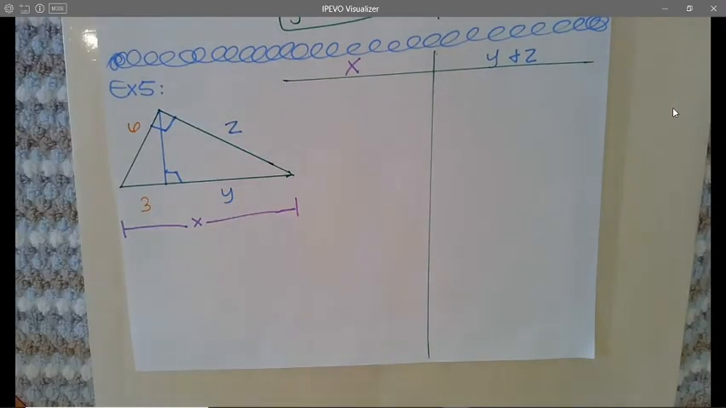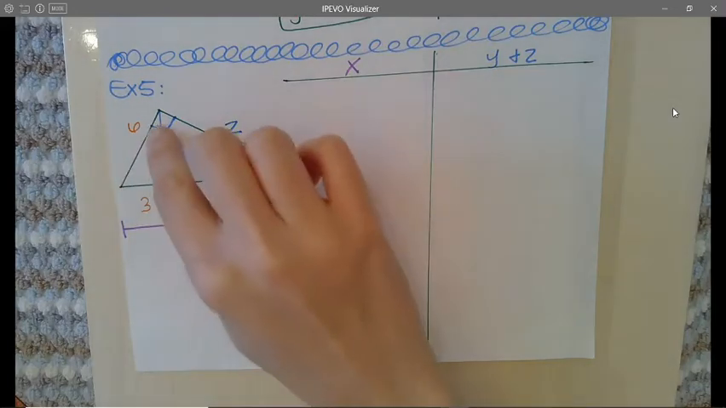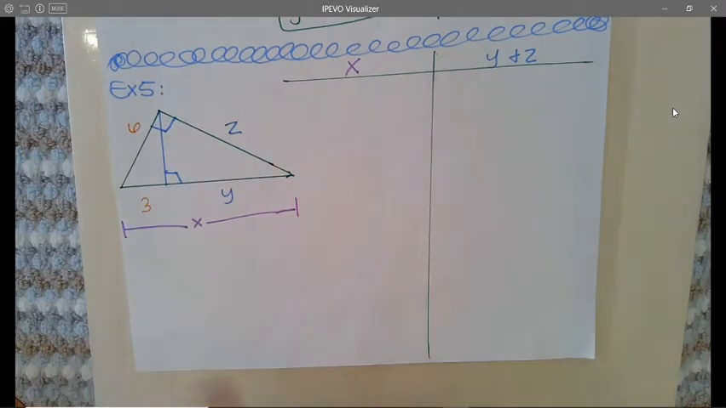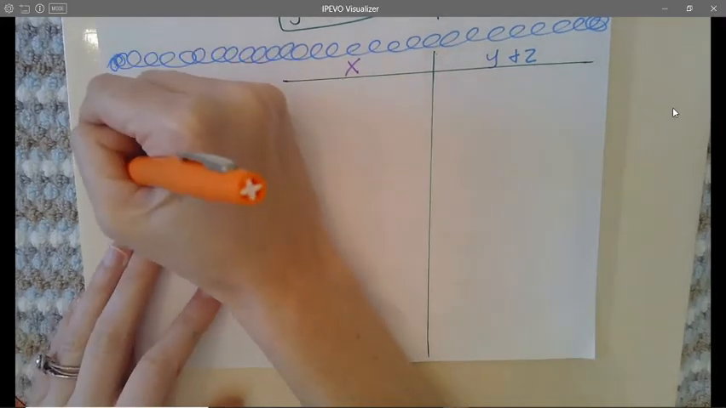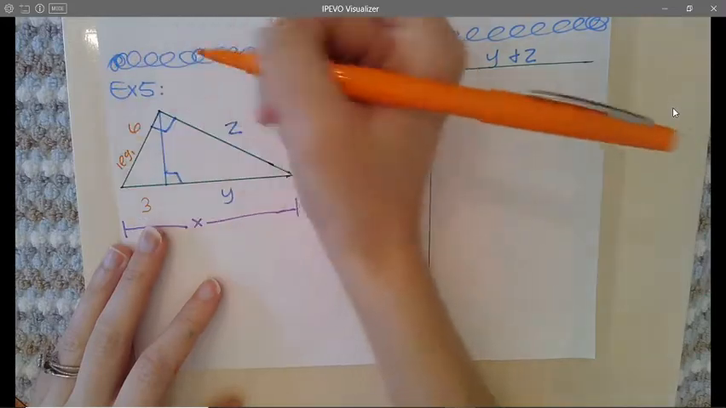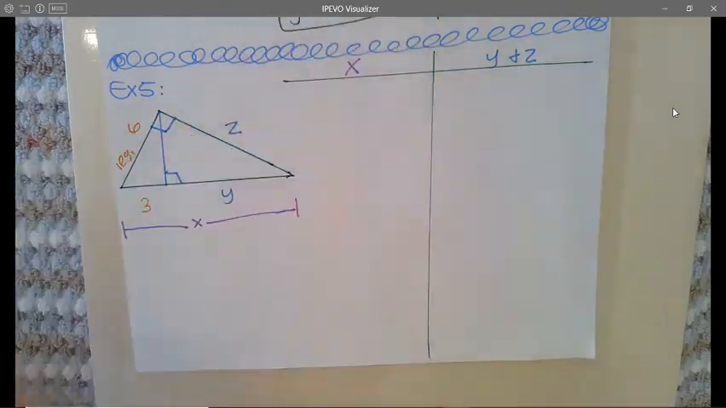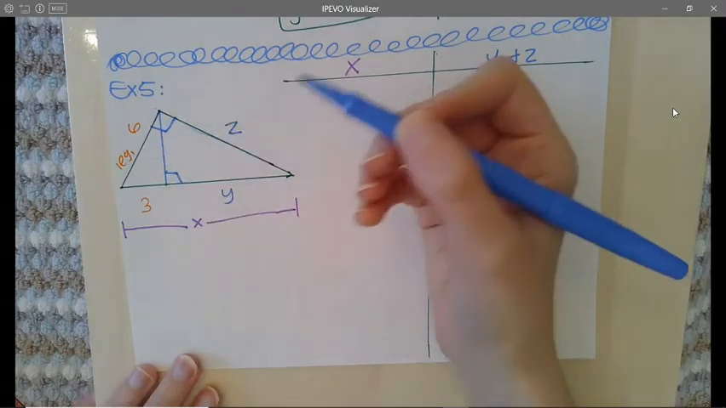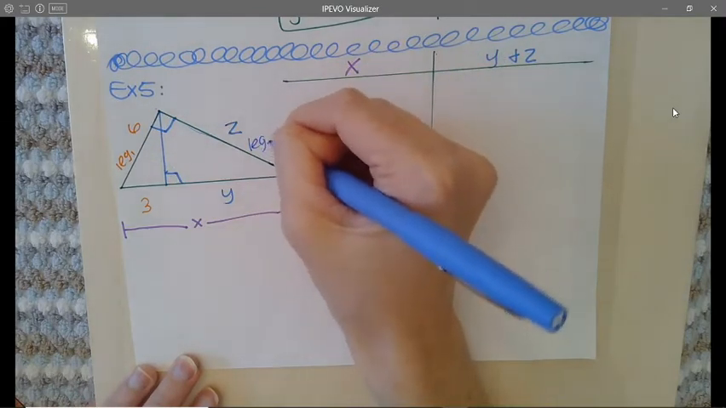Okay, before we get started, let's go ahead and label the parts of the picture. The 6 is on one of the sides of the right angle, which means it's going to be one of the legs of my right triangle. So I'm going to call this one leg 1. The Z is on the other side of the right angle, which means it's the other leg. So I'm going to call it leg 2.